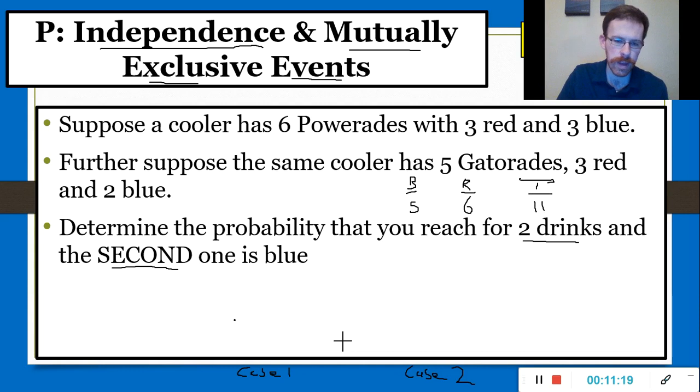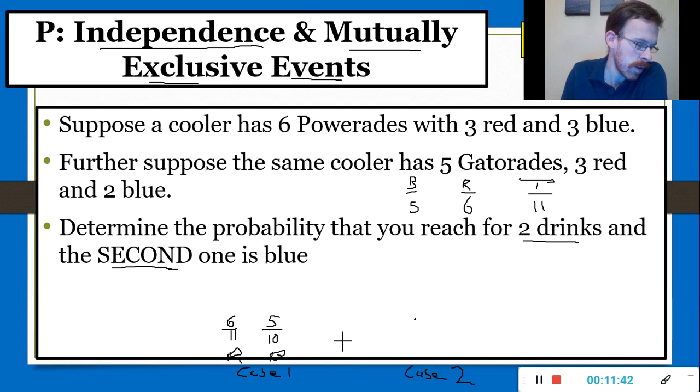Alright, well, case 1 being red first, the probability of getting a red first is 6 out of 11. And then, obviously, your second one has to be blue. This will be red, and that's going to be blue. Well, you have 5 blue, but you now only have 10 drinks in there.